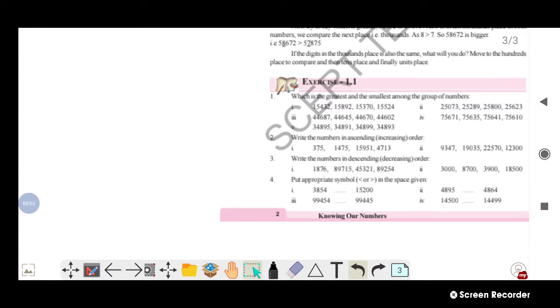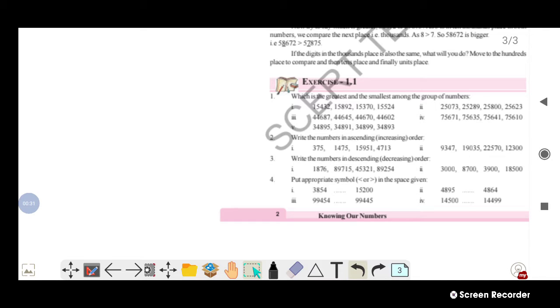Okay, now we'll go for the third bit. So in the third bit, write the numbers in descending order. So descending order we need to write. Okay, third bit again I'm going to explain. In the third bit, they write the numbers in descending order. So descending order I want to write.